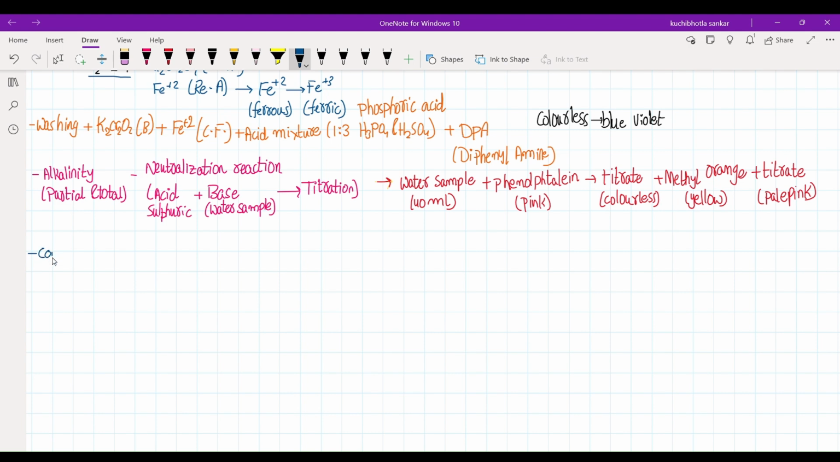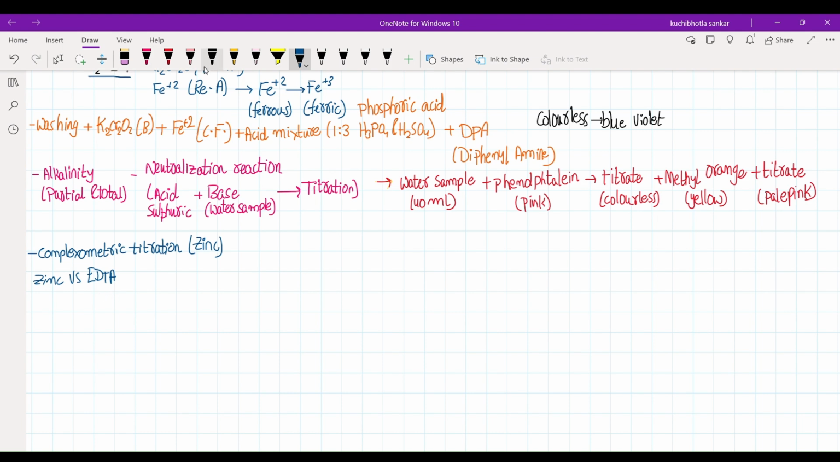Okay, complexometric titration. It is known as complexometric titration because a zinc complex is formed here, right, of zinc. So it is zinc versus EDTA. Okay, that is basically the titration, and you are going to write all the steps.